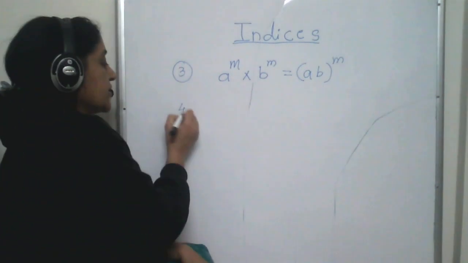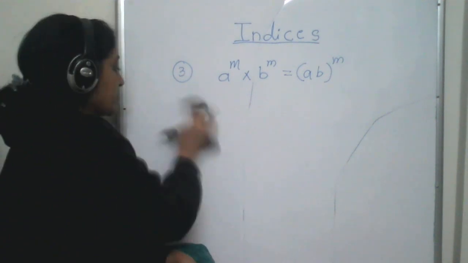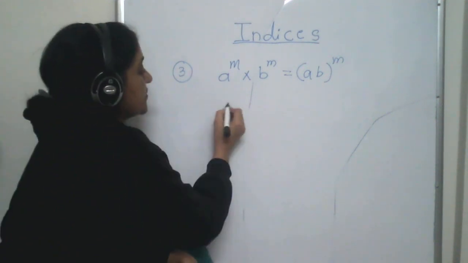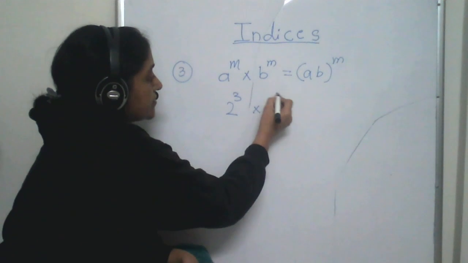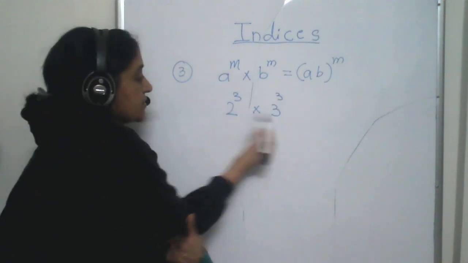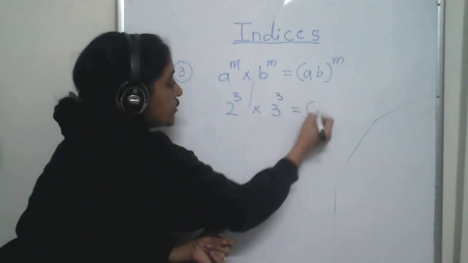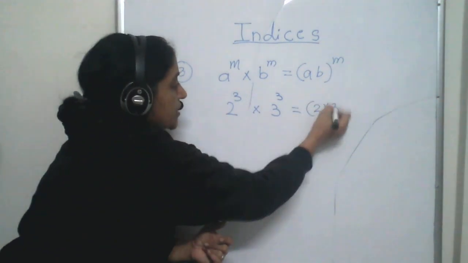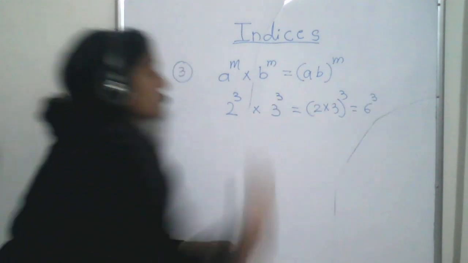Now I need to give you an example. Wait. Now if it is 2 to the power 3 into 3 to the power 3. Now see here, these two are different bases but their exponents are the same, hence what you will do is 2 into 3 raised to the power 3, which is nothing but 6 to the power 3.